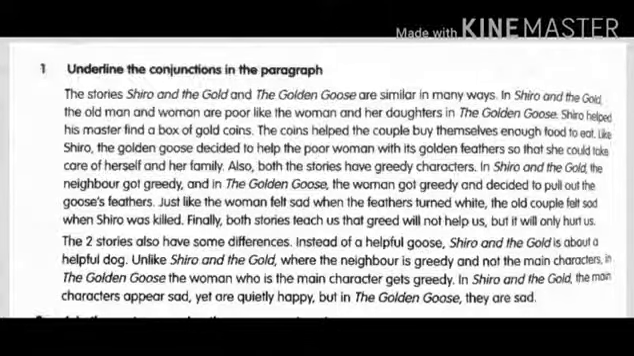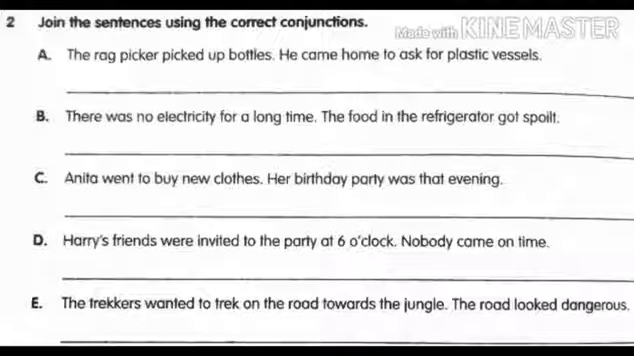Underline the conjunctions in the paragraph. Can you see? Based on the word FANBOYS, find out all the conjunctions which are present in this passage and underline all the conjunctions. So, here you are going to identify the conjunctions, which is the first one in our aim. Now, see the second question. Join the sentences using the correct conjunctions. As we discussed before, read the sentence properly. Here you have two simple sentences. Read these sentences and join them by using the conjunctions from FANBOYS according to the sentence.